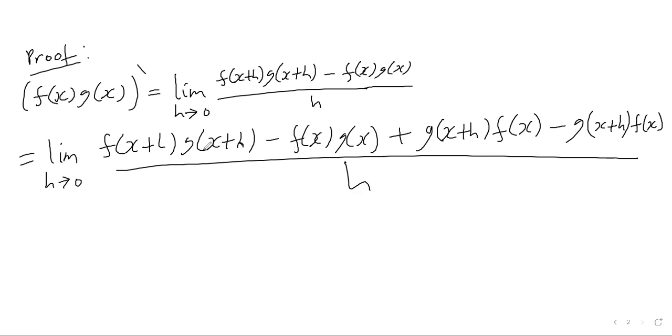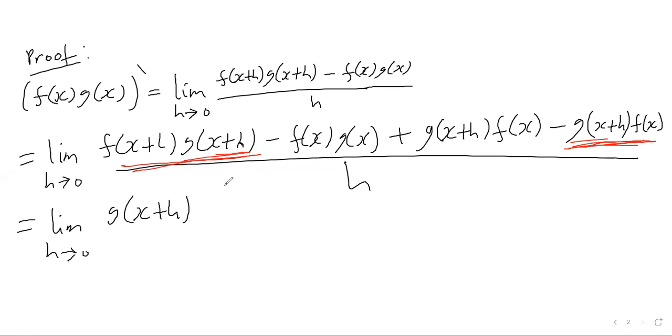So what I'm going to do is look at this first term and this second term. Both of these terms share a g of x plus h, so I'm just going to factor out the g of x plus h. We've got the limit as h goes to 0, then I'm going to factor out this g of x plus h, which means we're going to get an f of x plus h here, and then a minus f of x over there.